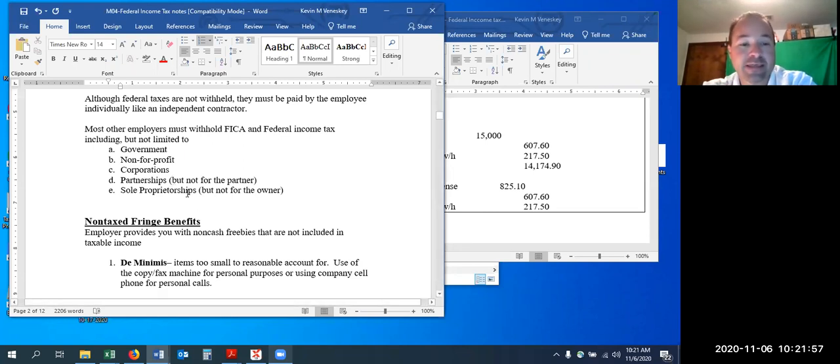Sole proprietors, same thing. Anybody that works for the sole proprietor does have normal taxes taken out, and the sole proprietor has to pay their part. But the owner, if you are the sole proprietor, has to do it a little differently, because you're paying both yourself and the company's part. You're also treated as having your own business, and therefore you do your quarterly deposits, your quarterly withholdings.